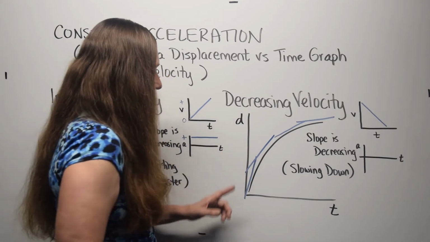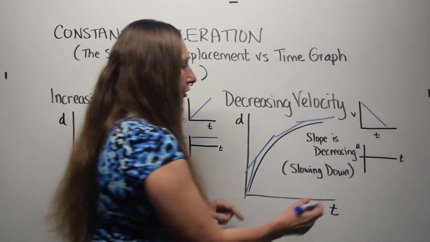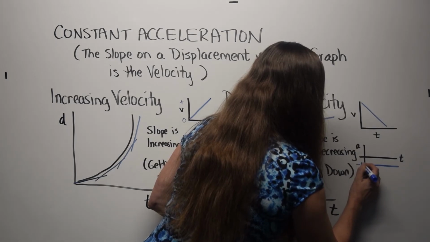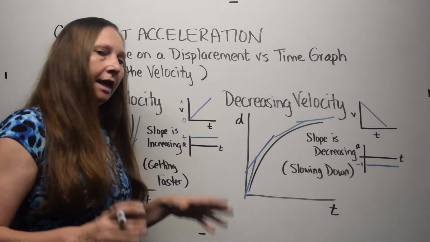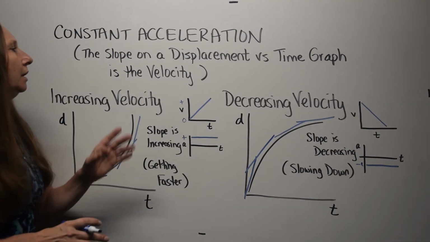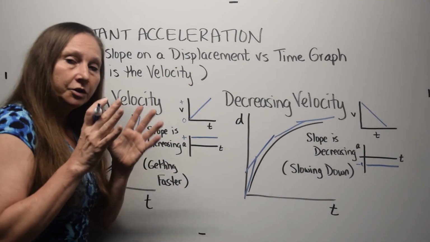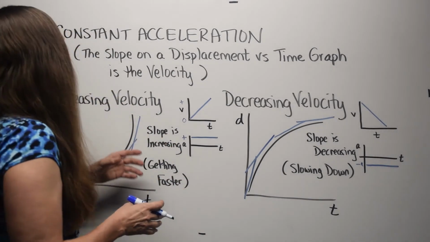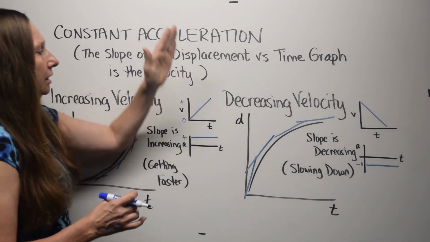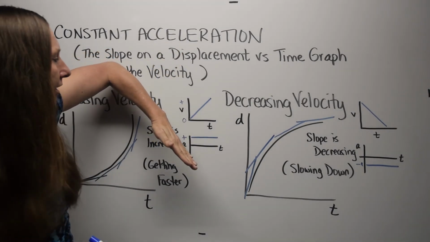Now, if you start out with a positive velocity, in order to get it to decrease, you're going to need a negative acceleration. And again, this will come up in later videos. All right? So, again, the main thing you want to get out of this little section, the simple stuff for this video, is that the slope on a displacement versus time graph is the velocity. This is a positive slope, it's a positive velocity. This is a negative slope, this is a negative velocity.